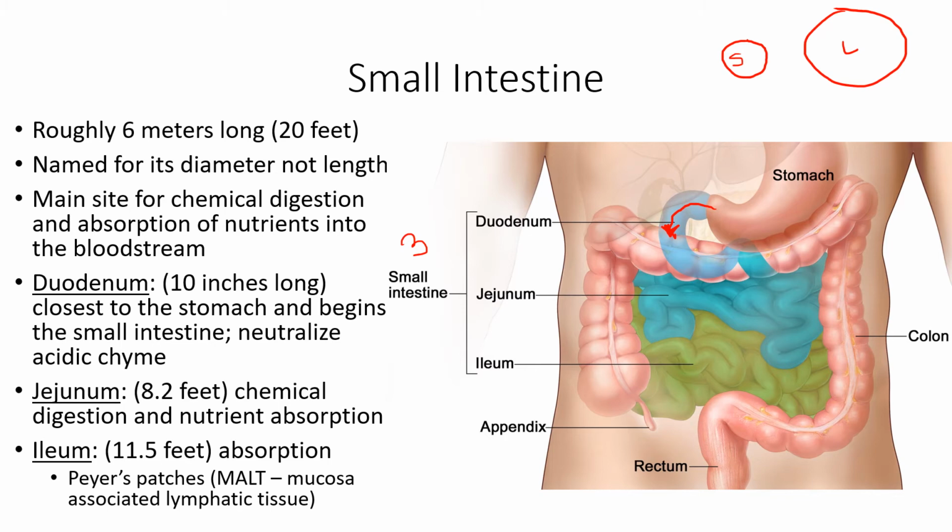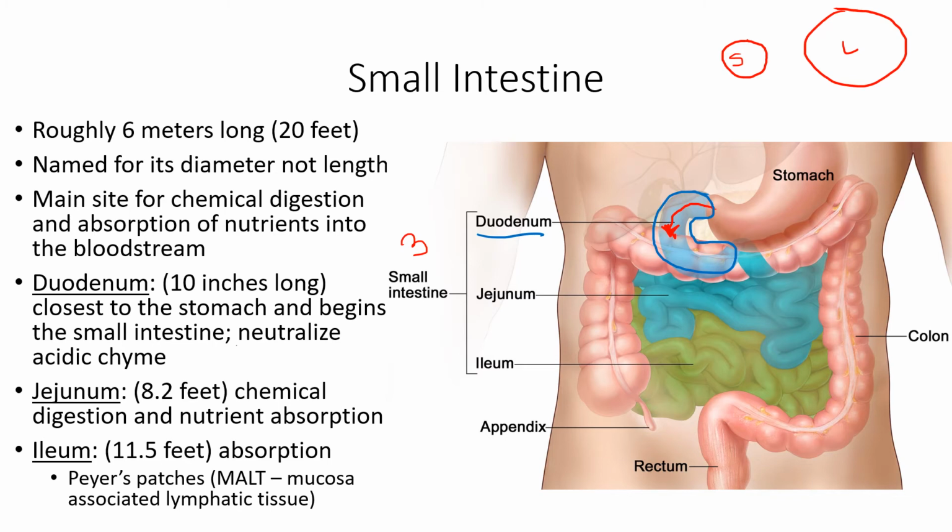Moving on into the different parts. Now I'm going to try to change colors here. So the duodenum, or duodenum, is going to be this first kind of shorter portion coming off of the stomach. This is only going to be around 10 inches long, which is a substantially small portion for the small intestine. It is closest to the stomach and begins the small intestine.